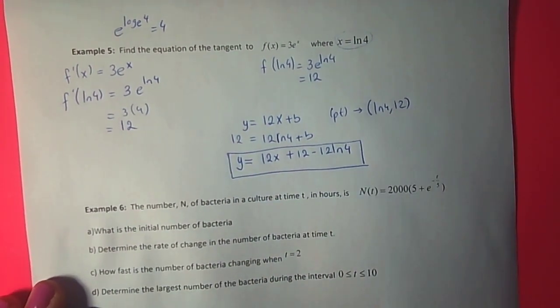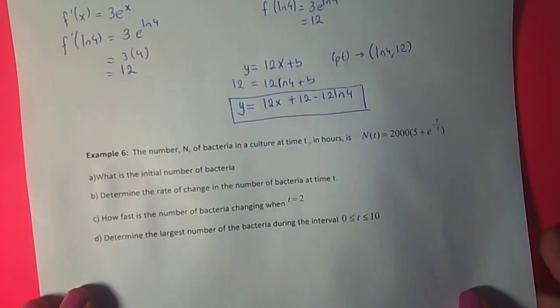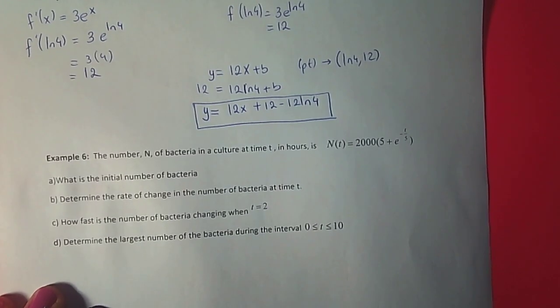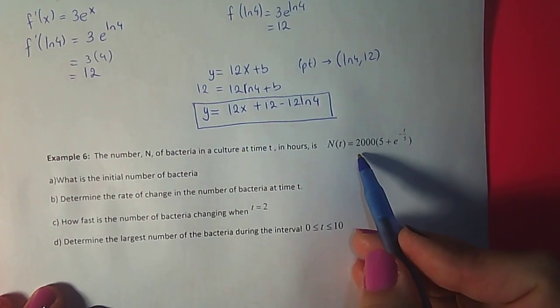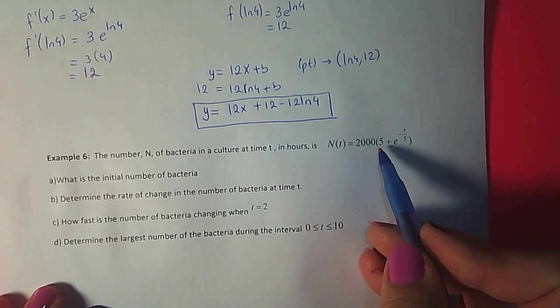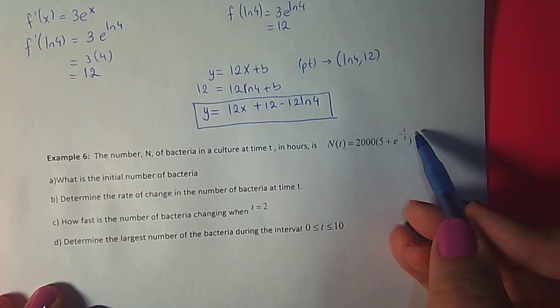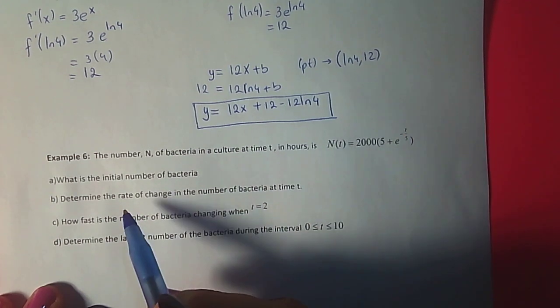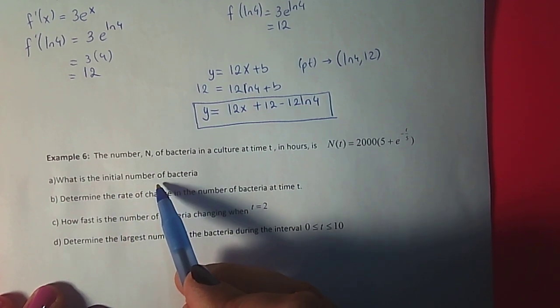Example 6. So we have a word problem here. The number n of bacteria in a culture at time t in hours is n of t equals 2000 times (5 plus e to the power of negative t over 5). What is the initial number of bacteria?